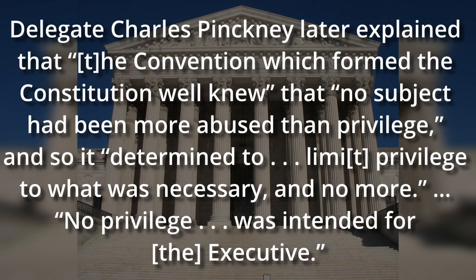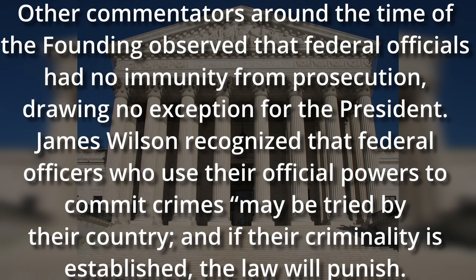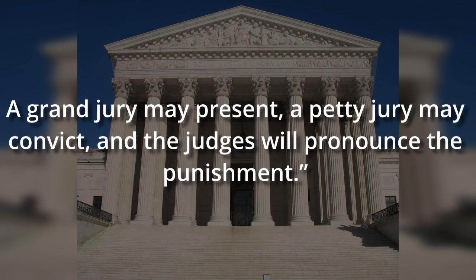Delegate Charles Pinckney later explained that the convention which formed the Constitution well knew that no subject had been more abused than privilege, and so it determined to limit privilege to what was necessary and no more. No privilege was intended for the executive. Other commentators around the time of the founding observed that federal officials had no immunity from prosecution, drawing no exception for the president. James Wilson recognized that federal officers who use their official powers to commit crimes may be tried by their country, and if their criminality is established, the law will punish. A grand jury may present, a petty jury may convict, and the judges will pronounce the punishment.